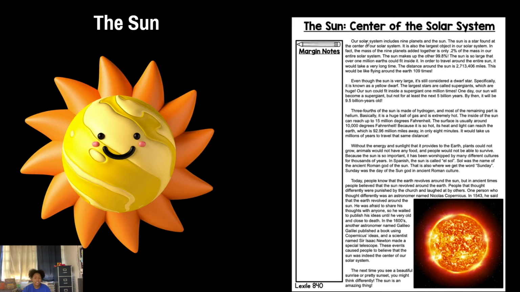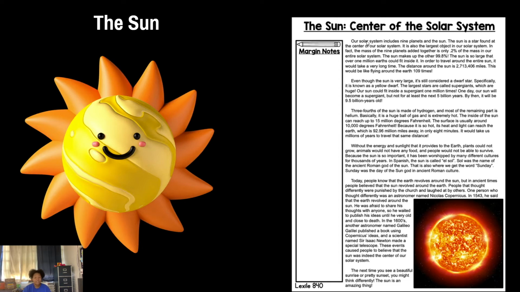He was afraid to share his thoughts with anyone, so he waited to publish his ideas until he was very old and close to death. In the 1600s, another astronomer named Galileo published a book using Copernicus's ideas, and a scientist named Sir Isaac Newton made a special telescope. These events caused people to believe that the sun was indeed the center of our solar system. The next time you see a beautiful sunset or pretty sunrise, you might think differently. The sun is an amazing thing.